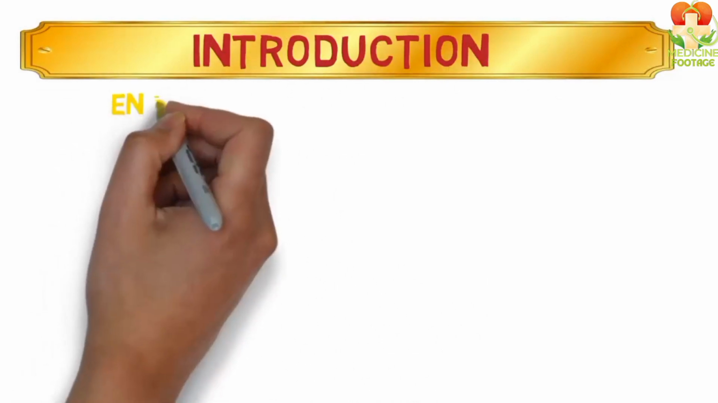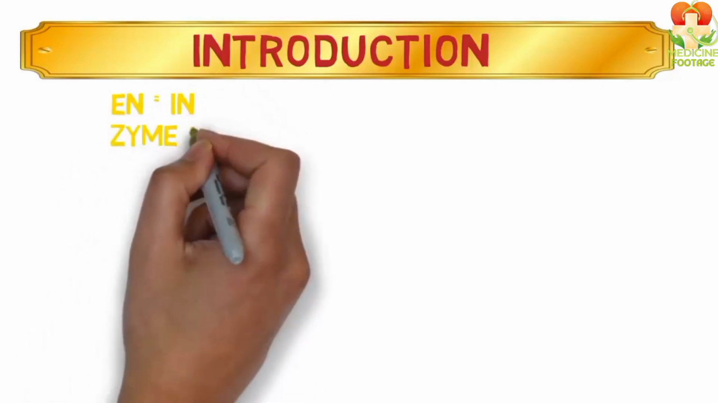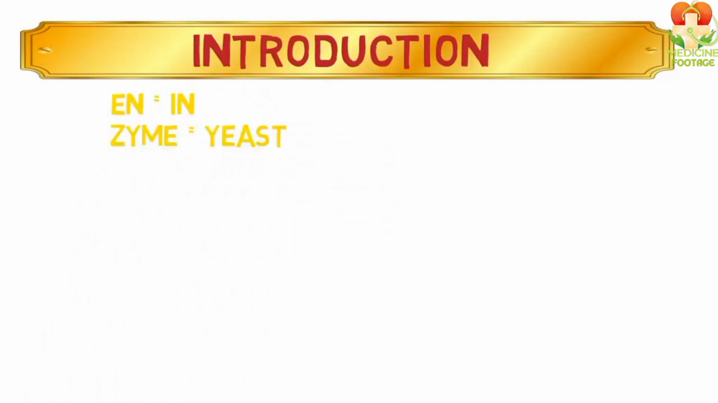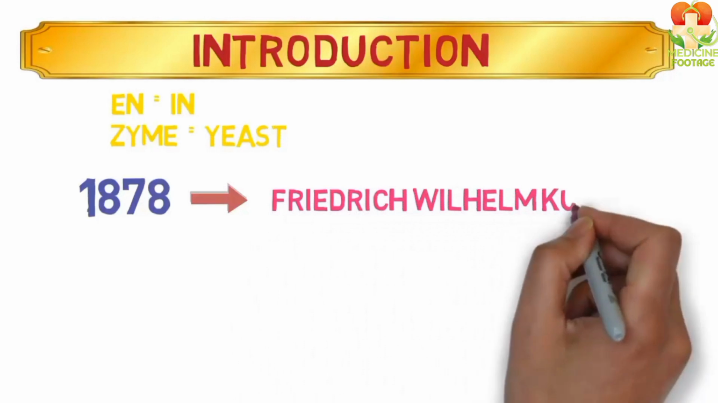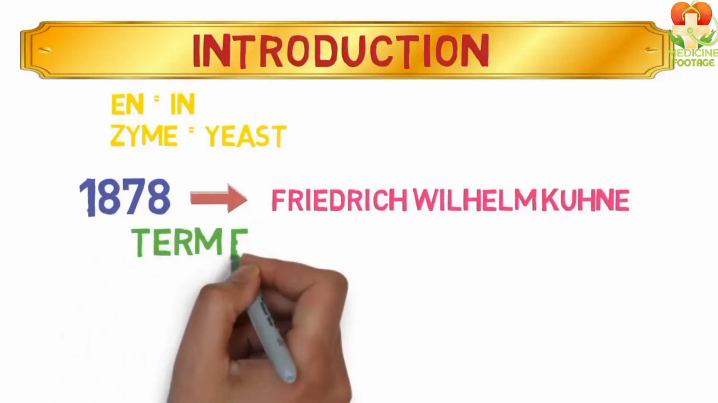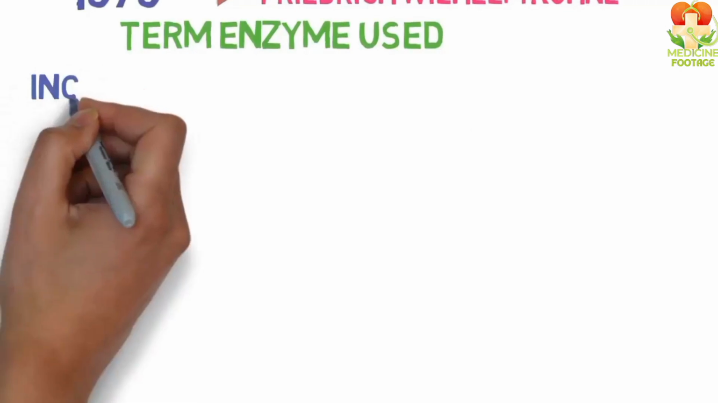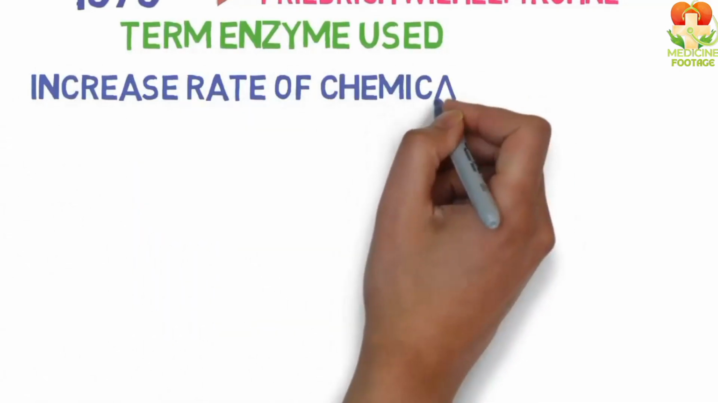First of all, let's talk about what enzymes are. The word enzyme is derived from two Greek words, en meaning in and zyme meaning yeast. It was named enzyme because it was first discovered in yeast. Do you know that in 1878, a scientist named Friedrich Wilhelm Kühne was the first to use the term enzyme? Enzymes increase the rate of chemical reactions.